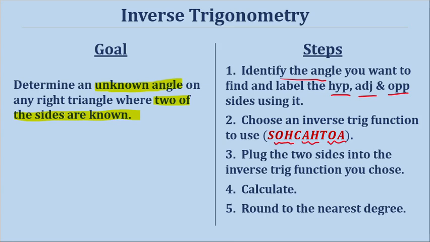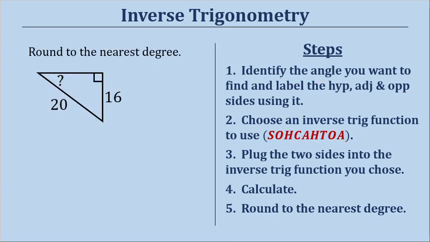Once you've picked your function, you'll plug in the 2 sides you're using, and then you'll use a calculator to find your answer. For inverse trigonometry, we generally round our angles to the nearest degree unless we're told to do something else. So let's put that together for this example.